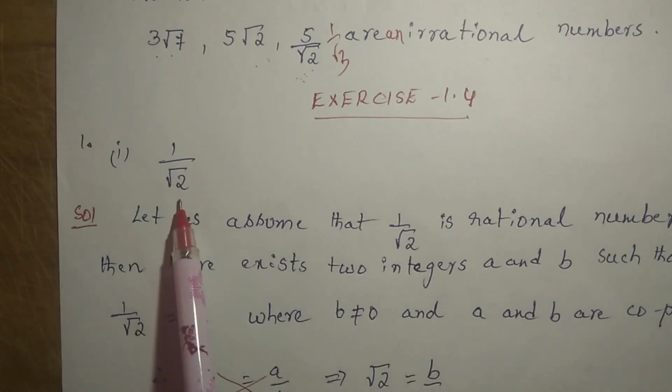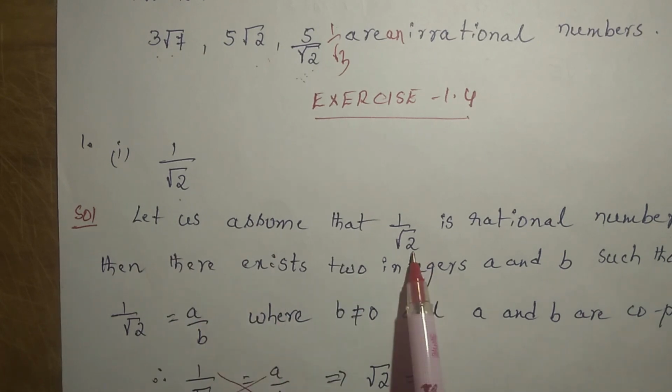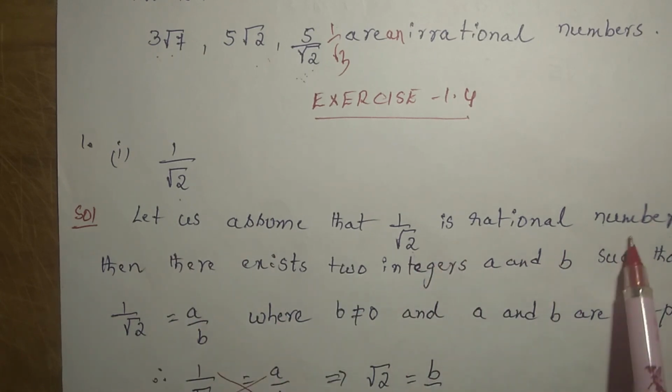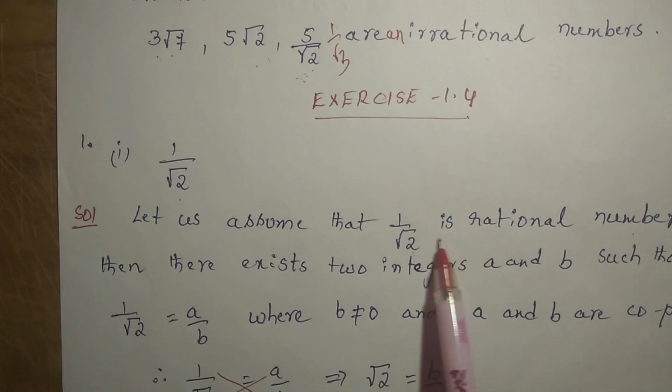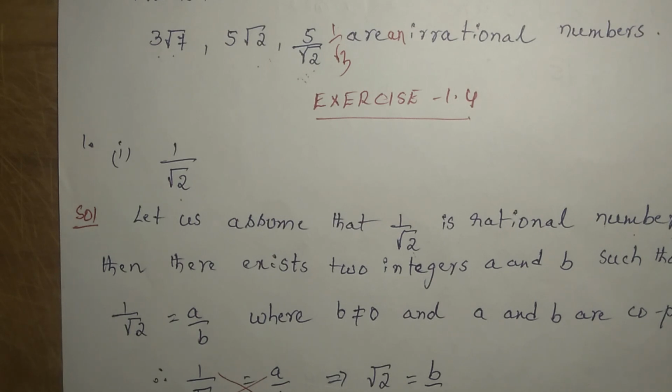So, 1 by root 2 solution. Let us assume that 1 by root 2 is a rational number. We can choose any one. A rational number must be expressed in the form of a fraction, meaning a by b or p by q or p by s by t, any variable you take.